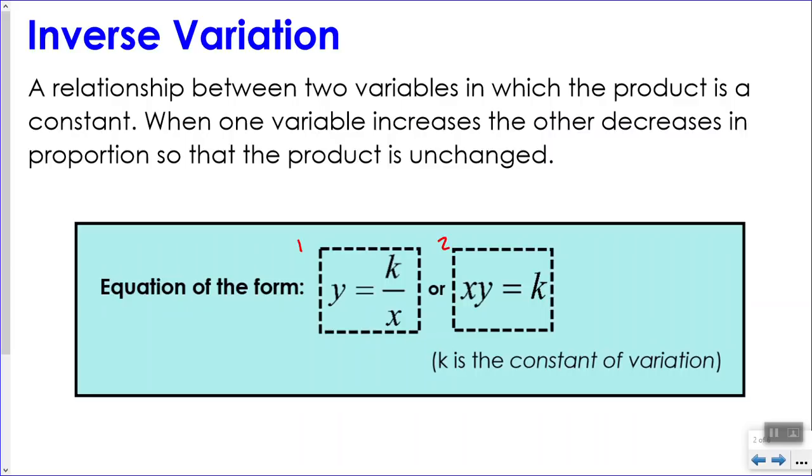So if this were a test and one person gave the y equals k over x equation and the other person gave the xy equals k equation, both of those are accepted as the answer. You don't have to worry about which one you're going to write. Depending on the problem or what you're being asked to do, one form of the equation may be more helpful than the other. And k still represents our constant of variation.